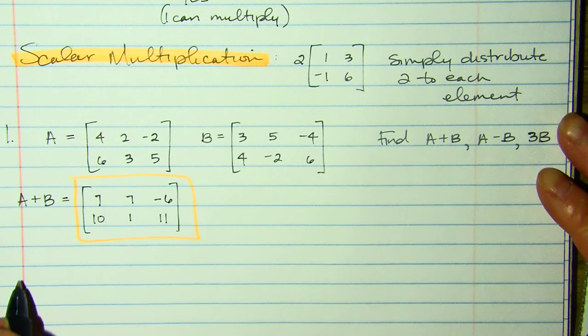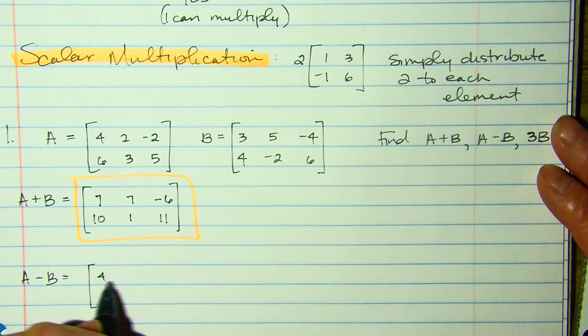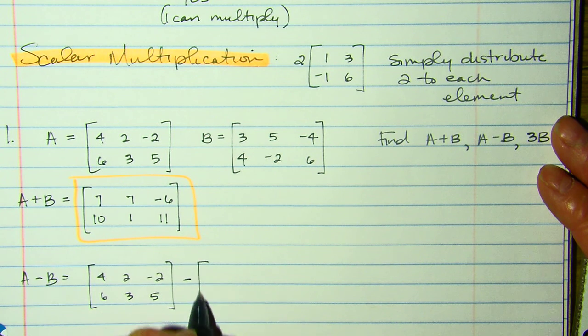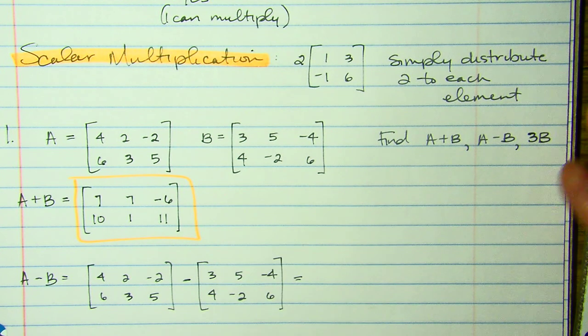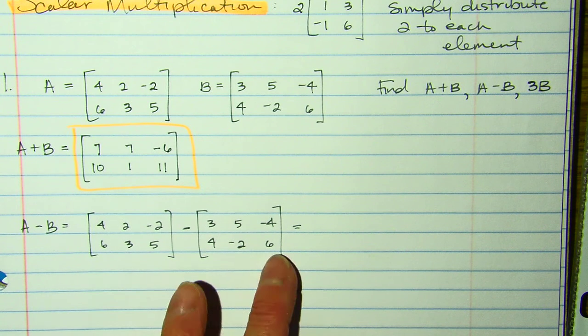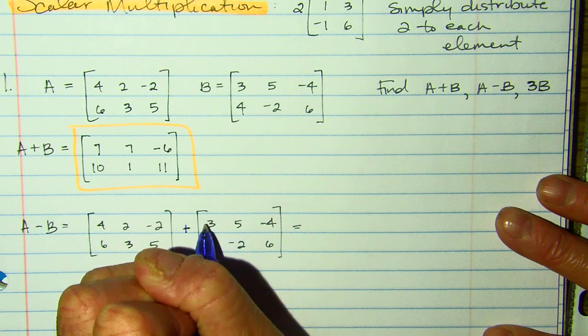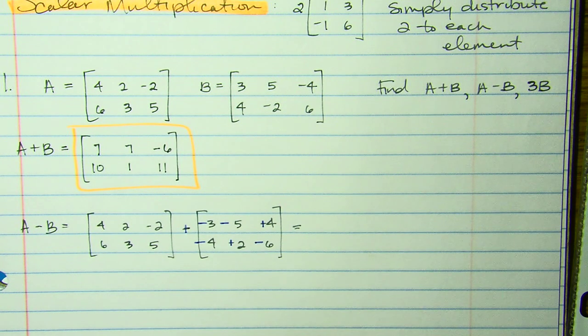Now let's find A minus B. So I'm going to go ahead and write that down. So that would be 4, 2, -2, 6, 3, and 5 minus 3, 4, 5, negative 2, negative 4, 6. So if I subtract those, remember this time I'm subtracting. So the book goes over you can add the opposite. So for example, I could now make this a plus sign and make each of these opposite, and that might make it easier to read, and then you would combine each element.